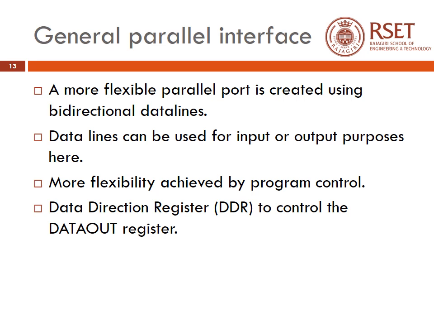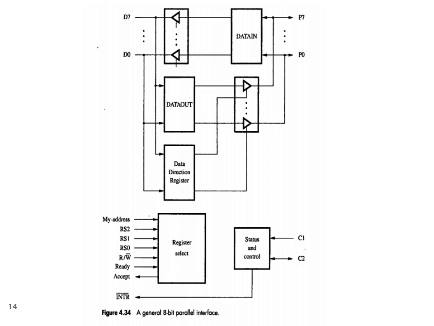So here we are going to define a new general parallel interface with bidirectional data lines. So the number of data lines required can be reduced considerably. That is the main advantage. So this is the diagram that shows the general 8-bit parallel interface. Here we can see there are 8 bidirectional lines P0 to P7, and they can be either used as input lines or as output lines based on requirement.